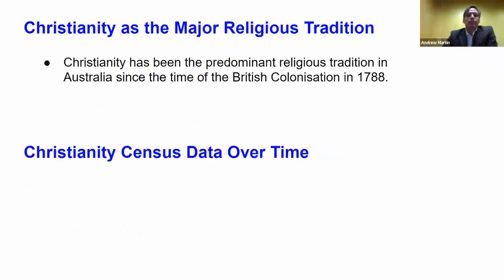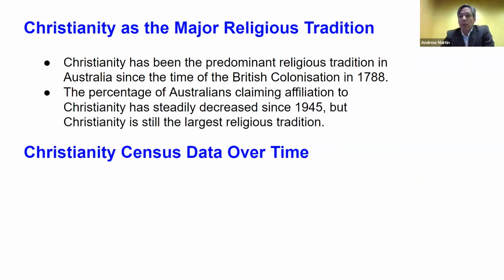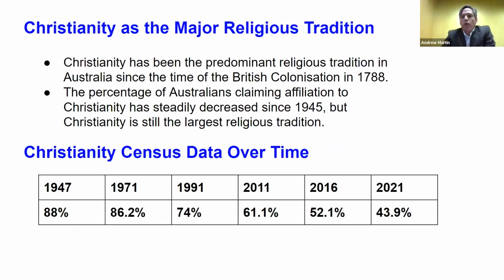Let's talk about Christianity. So obviously, since European people invaded Australia and took it as their own, Christianity has more or less been the major religious tradition. The percentage of Australians claiming affiliation, as we've said, has been steadily decreasing. Let's look at what that looks like with numbers. So 1947, 88%. Today, 43, or basically 44%.